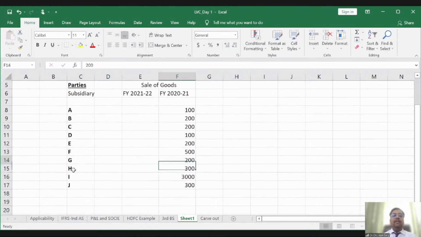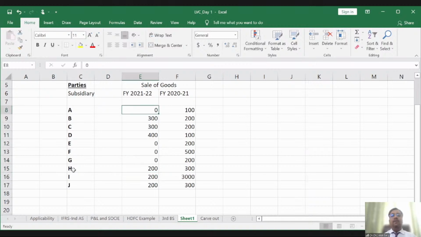Okay. In the current year, there was a transaction. There was no transaction with A. There was a transaction with related party B. There was a transaction with C. There was a transaction with D. There was no transaction with E, F, and G, and there was a transaction with these companies.